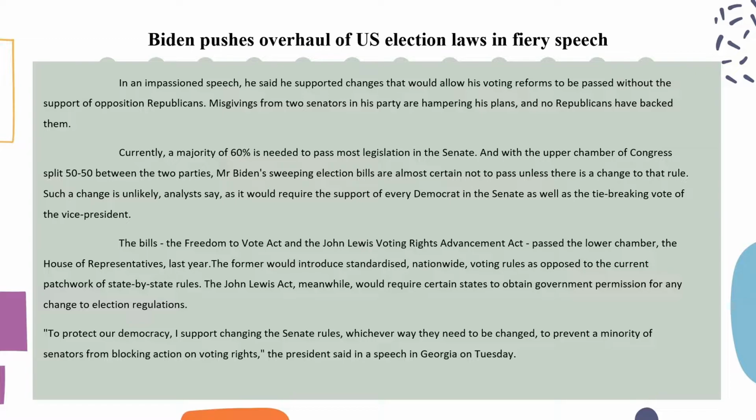As you can see on this list are the bills: the Freedom to Vote Act and the John Lewis Voting Rights Advancement Act, which passed the lower chamber, the House of Representatives, last year. The former would introduce standardized nationwide voting rules as opposed to the current patchwork of state-by-state rules. The John Lewis Act, meanwhile, would require the same states to obtain government permission for any change to election regulation.